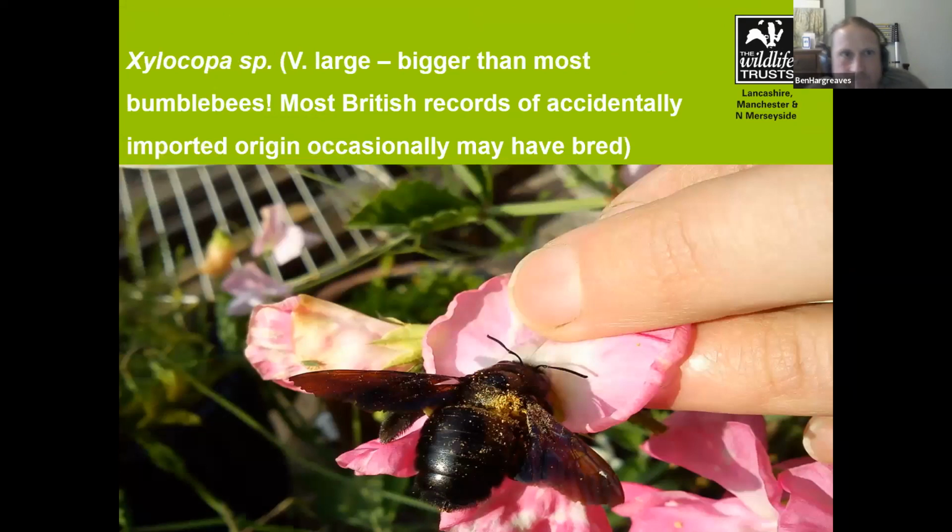Next slide, please. Yeah, not a northwest resident, but worth putting in as a curiosity. Anybody who's been to Mediterranean countries on holiday or anywhere further afield might have seen Xylocopa. They're very large, bigger than the vast majority of our bumblebees, and they are occasionally imported in wood. They may have bred successfully on occasion. This picture is actually from Preston. Most likely this bee just came in on timber from nearby Preston docks. Next slide, please.